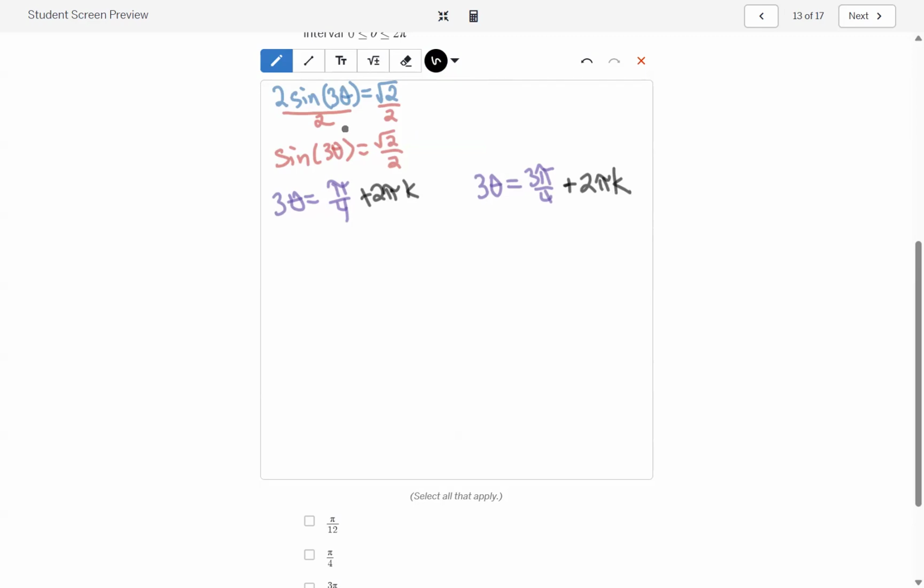But now notice what was inside the trig function wasn't just a theta, it was a little weirder. Now I have to deal with that weirdness. So that 3 inside, how do I get rid of the 3? Like, how is the 3 attached to the theta? Yep, 3 is being multiplied, so we're going to divide by 3 to get rid of it.